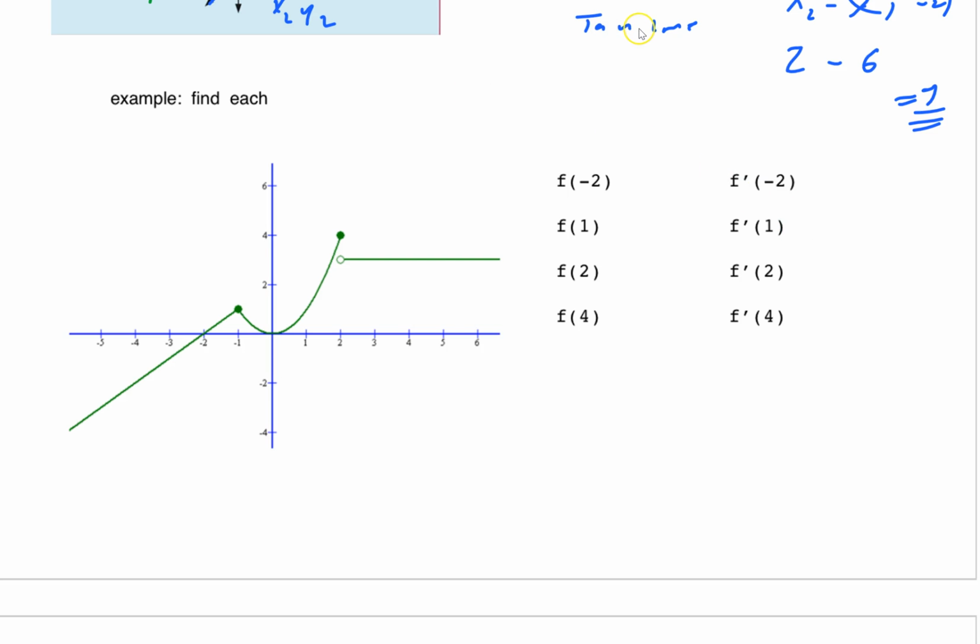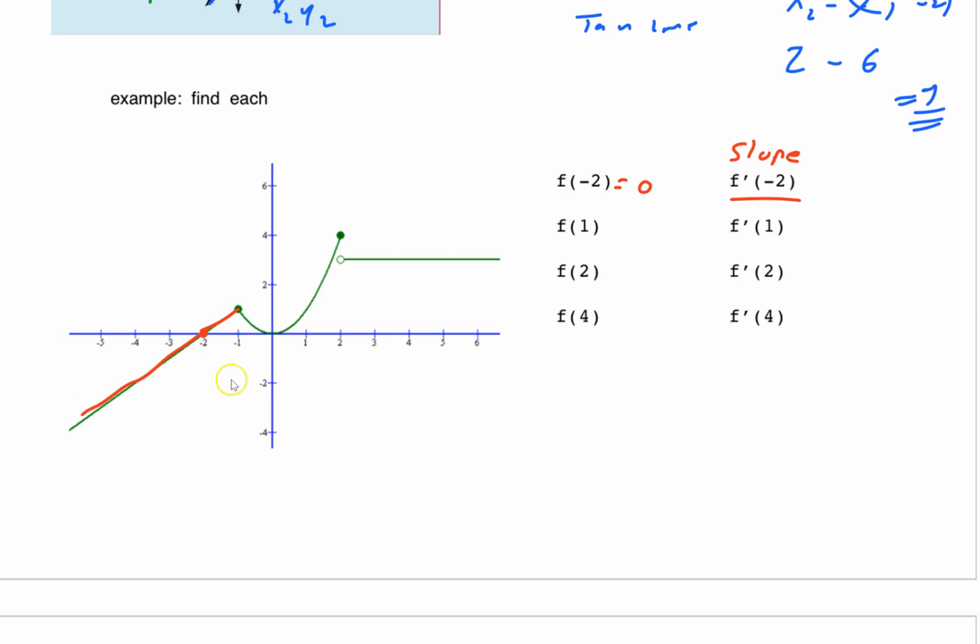Let's do the easy ones first. F of negative 2. Well, here's negative 2. F is just that value right there. So, looks like that's 0. Now I want f prime at negative 2. That's the slope of the tangent line at negative 2. Now here's the thing with a straight line. If you have a straight line, the tangent line is the exact same line. Now that does not mean the answer is 0. Because remember, this means slope of the tan line.